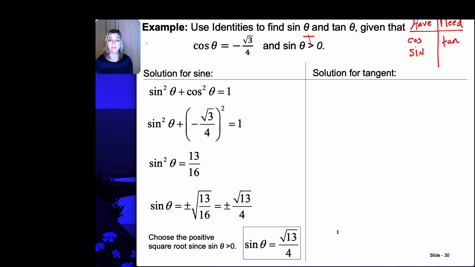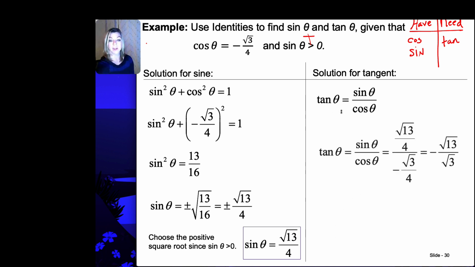So remember, it takes all of that thought process before you can even start to write your solution. Put yourself through that process, which is, again, list what you have, list what you need, pick an identity that will help you. Then write the identity in its general form, like you see here. Plug in the values that we know.